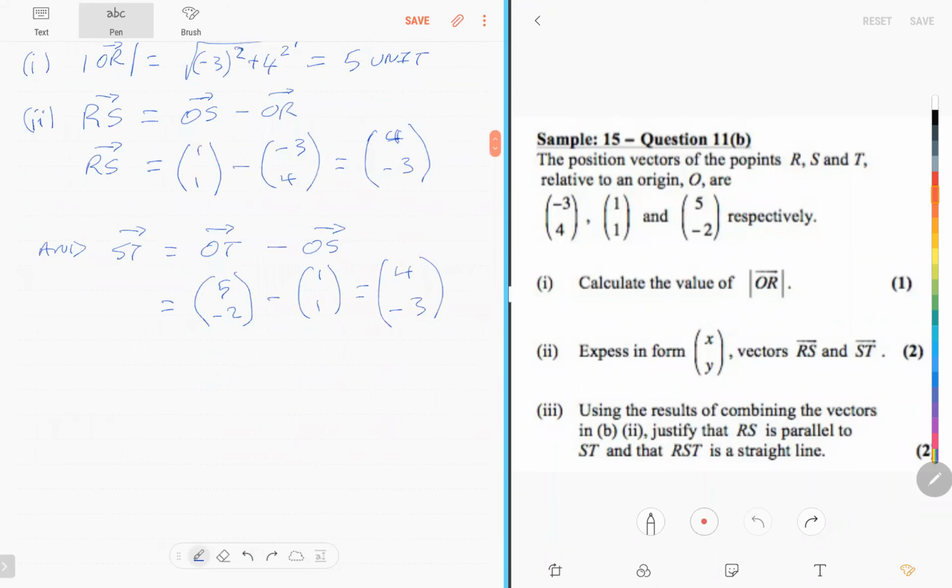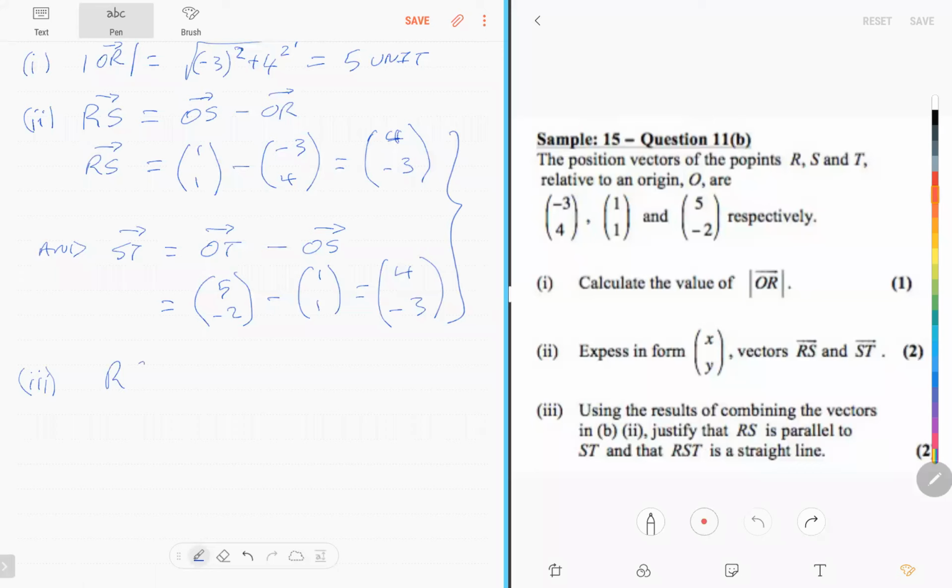They don't have to be positioned in the same place, but they are equal vectors. All right. And part 3 now says, using the results of combining the vectors in V2, these are two vectors I want us to combine now. Justify that RS is parallel to ST and that RST is a straight line. So basically RST is collinear, right? Straight line means collinear. So what we're basically saying is that the RS vector is equal to the ST vector.